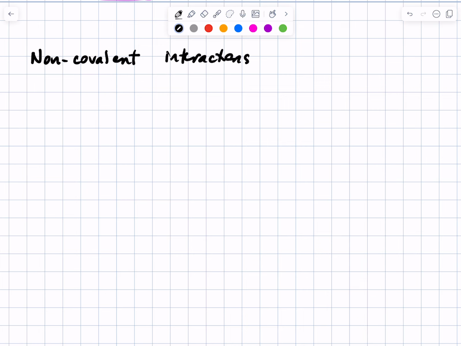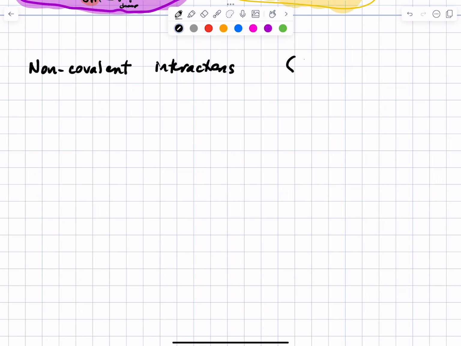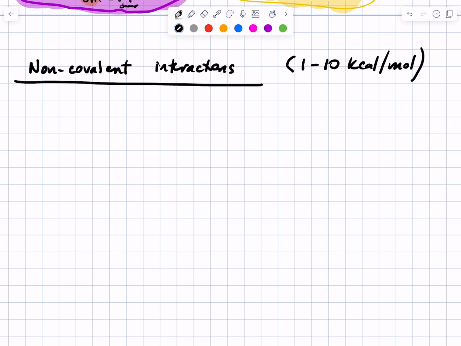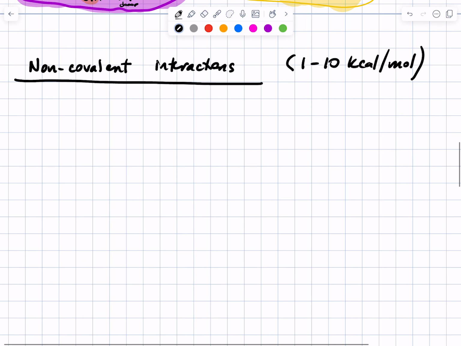Non-covalent interactions are generally interactions that involve either full or partial charges. They're generally worth about 1 to 10 kilocalories per mole, which is about 10 to 100 times weaker than, say, a carbon-hydrogen bond. Here are some that you will see that are pretty common. One is called a salt bridge. In 351, you would have called that an electrostatic interaction.